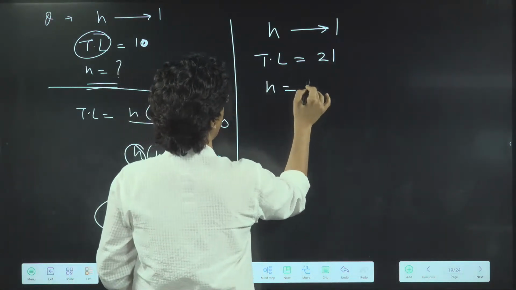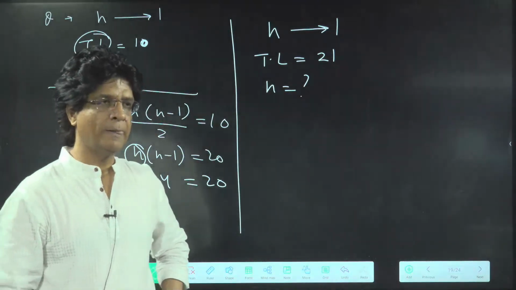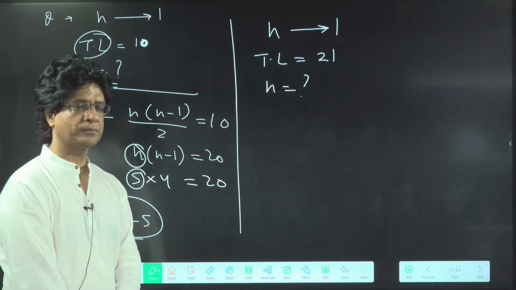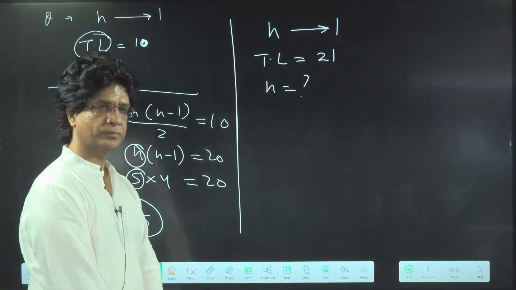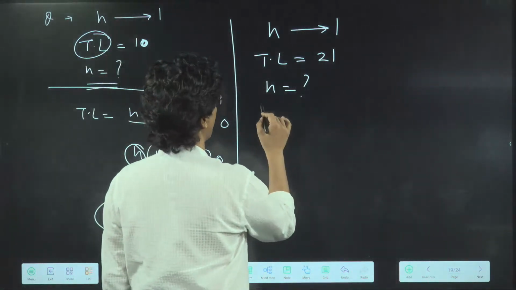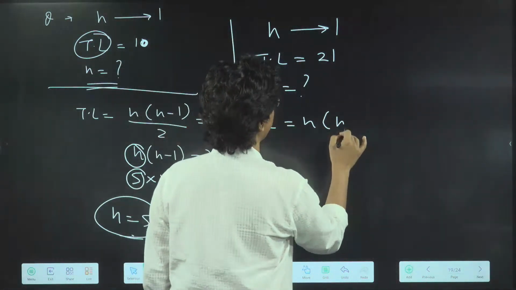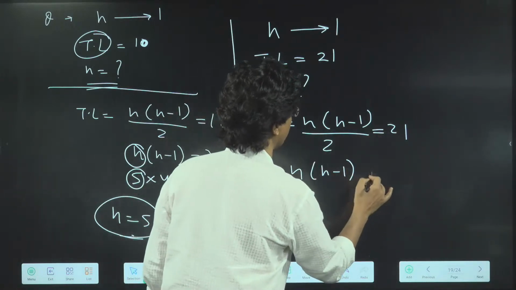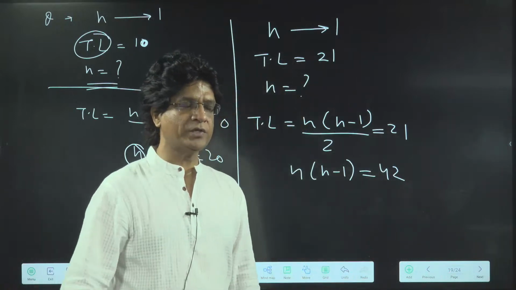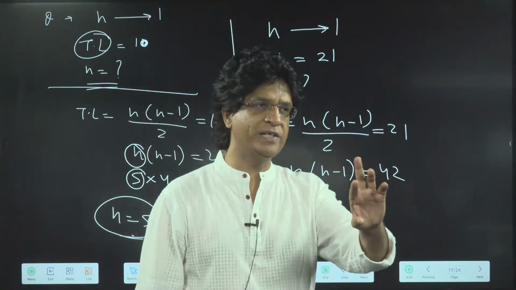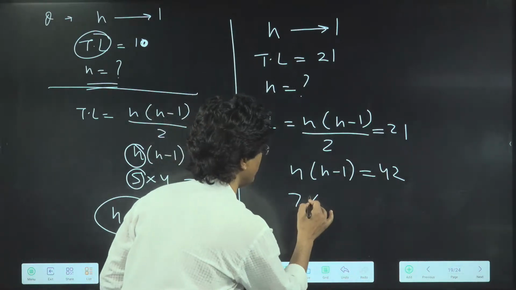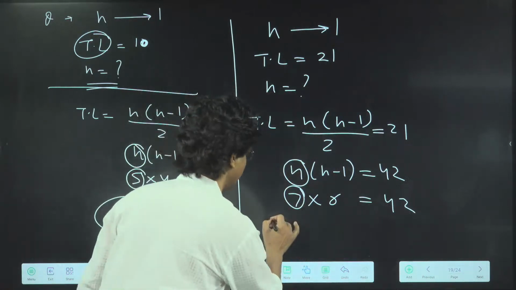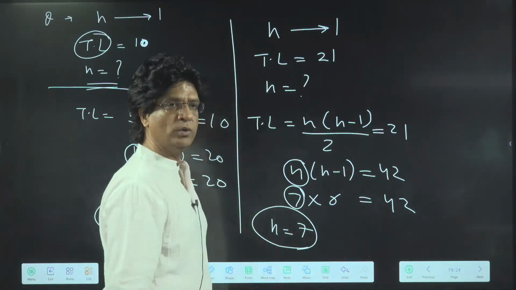Similarly, an electron jumps from n to 1 and the total number of lines formed is say 21. Find n. Come on, be quick. Total lines formed will be n into n minus 1 upon 2 equal to 21. So n into n minus 1 will be 42. Find the factors of 42 such that the difference is 1. I believe 7 into 6 is 42. So the bigger number is n. So n will be equal to 7.